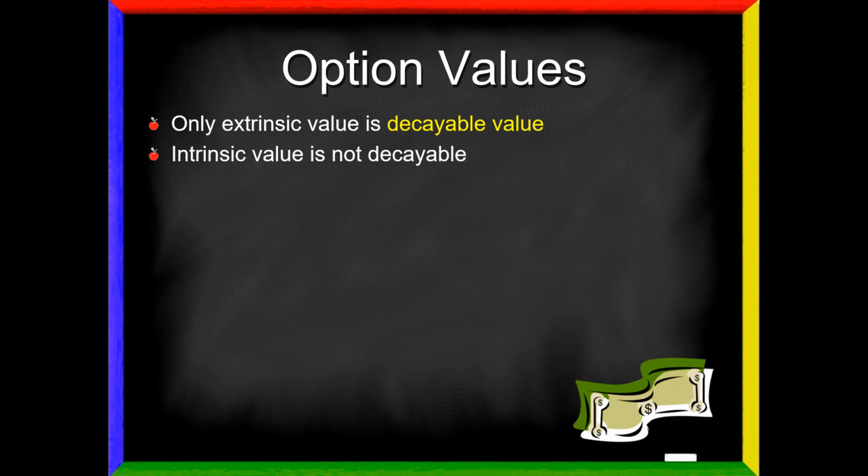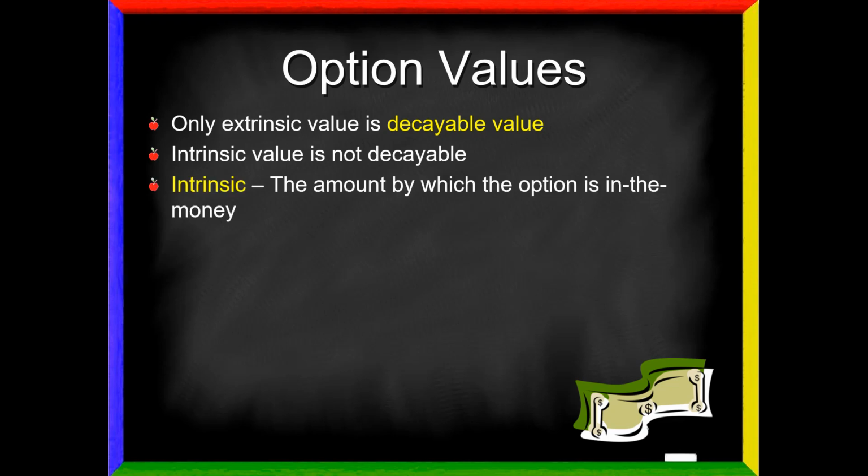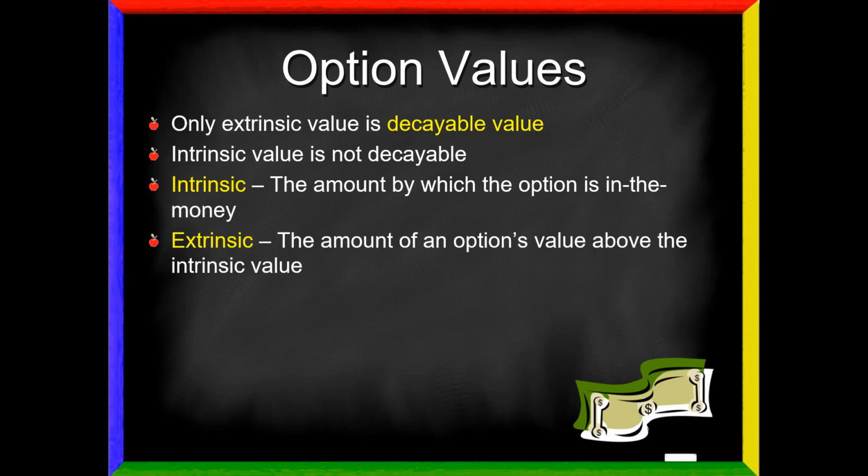Now again, remember, very important here, only the extrinsic value is a decayable value. Intrinsic value is not decayable. Remember that the intrinsic value is the amount by which the option is in the money, or what we might call an immediate benefit being conveyed in the option. The extrinsic value, or the time value, is any portion of that option's value over and above the intrinsic value. If there's no intrinsic value, the option's value is entirely extrinsic value.